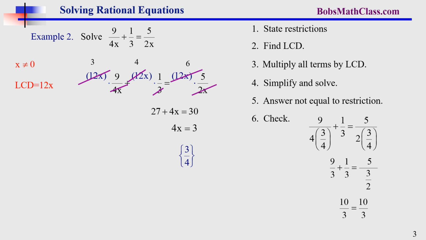On the left-hand side, you could add 9/3 plus 1/3, which is 10/3. And then on the right-hand side, 5 divided by 3/2. I didn't show it, but you could write it's a complex fraction. So it's 5 divided by 3/2. Keep change flip. 5 times 2/3. And you should get 10/3 also.